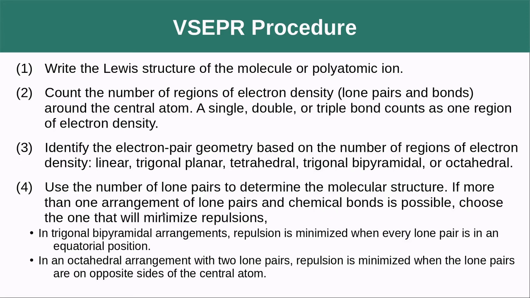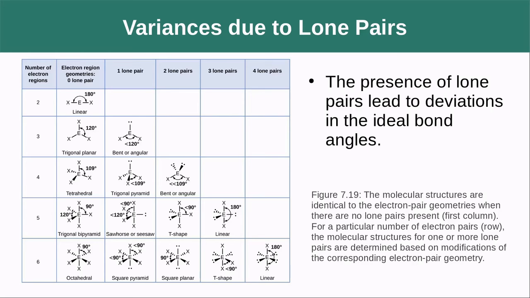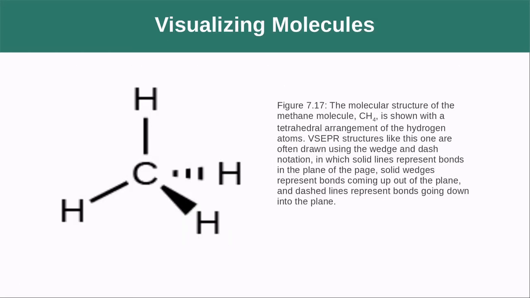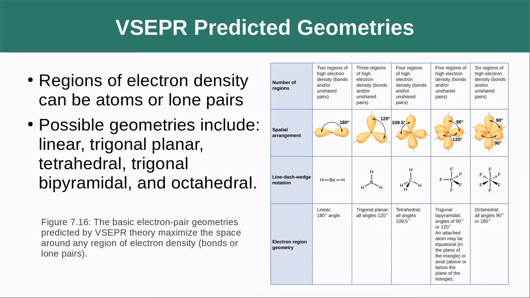The VSEPR procedure. The first thing we're going to do is write out the Lewis structure of a molecule or polyatomic ion. Second, we're going to count the number of regions of electron density, the lone pairs and bonds, around the central atom. A single, double, or triple bond counts as one region of electron density in this case. Third, we're going to identify the electron pair geometry based on the number of regions of electron density, and you're going to do that by going back to this table in conjunction with this table here.